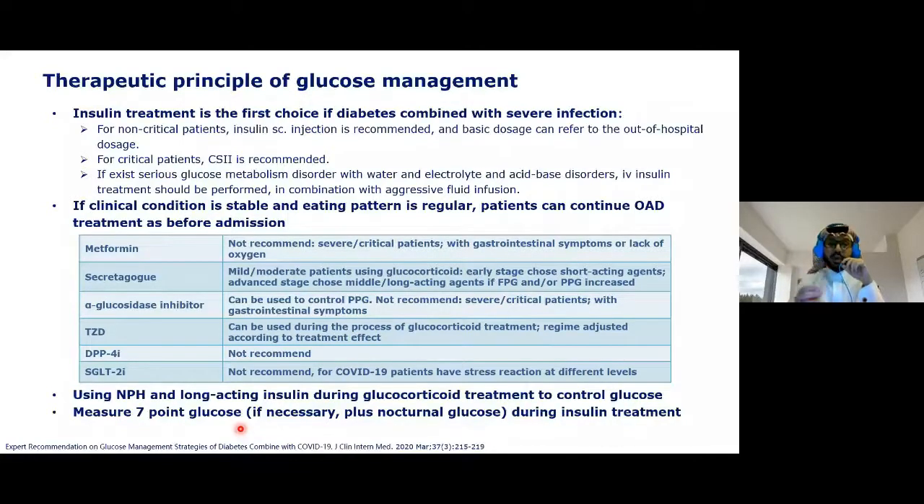Measuring 7-point glucose is very important, and nocturnal blood glucose. So you check the fasting blood glucose, then 2 hours postprandial: before breakfast and 2 hours after breakfast, before lunch and 2 hours after lunch, before dinner and 2 hours after dinner. Midnight or before sleep is very important. Also, you can check before exercise or before doing any active things. So you should check your blood sugars.